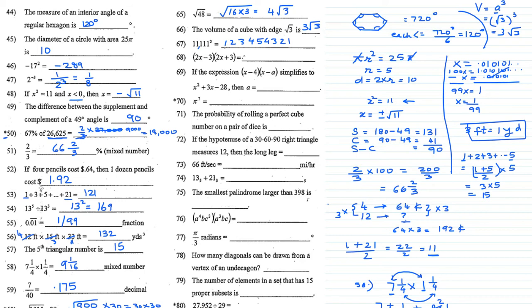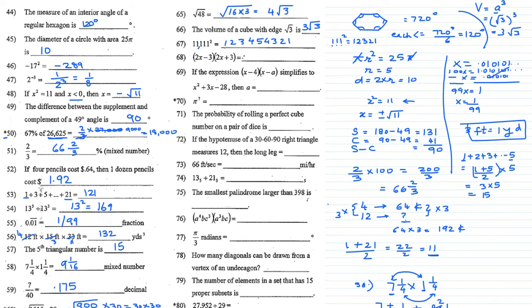So if the question was 111 squared, in that case, again, we count the number of ones. So there are 3 ones. So the answer to this will be 1, 2, 3. We stop at 3 and then we start going down. 2, 1.